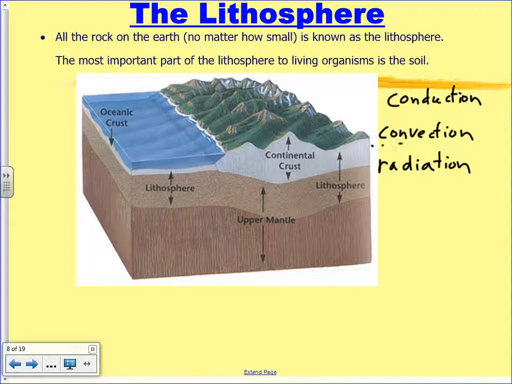Convection is moving fluids being able to transfer energy. So hot air rises, cool air descends. That's convection. Ocean currents are convection. Anything that is a current. If you have a convection oven, it's got a fan inside that makes the air circulate so that all parts of the oven are an even temperature.